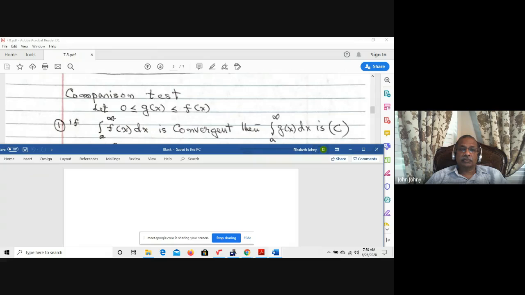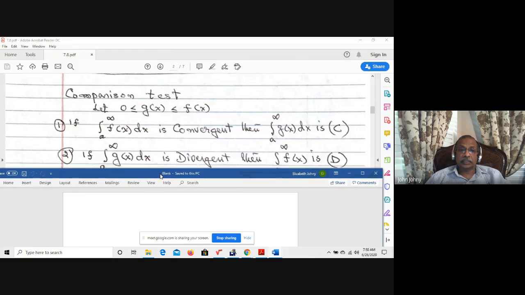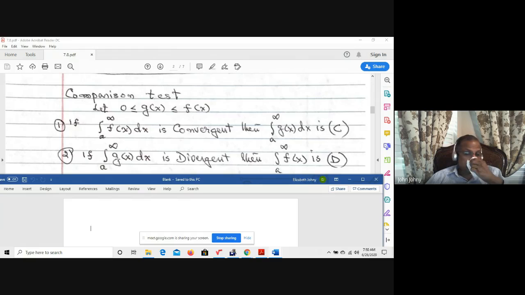If integral a to infinity f(x) is convergent, then integral a to infinity g(x) is convergent. See, this is another symbol that tells you convergent. So if integral a to infinity f(x) dx is convergent, then integral a to infinity g(x) dx is convergent. Remember, g(x) is less than or equal to f(x). On the other hand, if integral a to infinity g(x) dx is divergent, then integral a to infinity f(x) dx is divergent, because f(x) is more than g(x). So this is the comparison test.